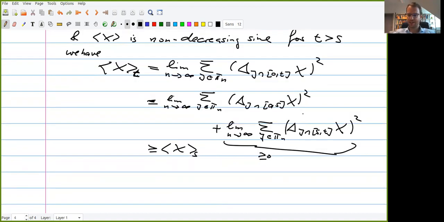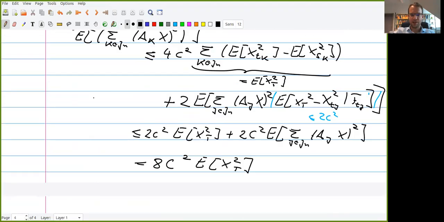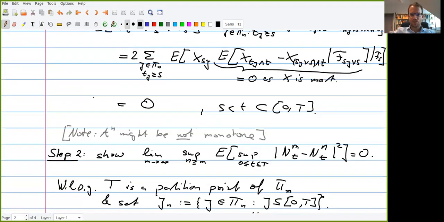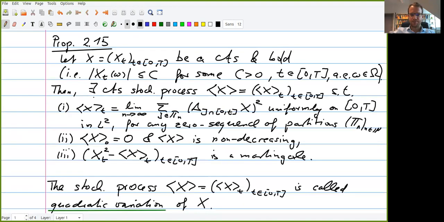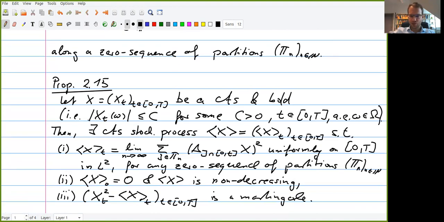All right, so that's it. So we have shown that the quadratic variation of a martingale exists. So if I take the squared increments instead of the increments, then they converge. So if I take the limit along any zero sequence of partitions of the squared increments of a martingale, I get a process which is well defined and has nice properties.